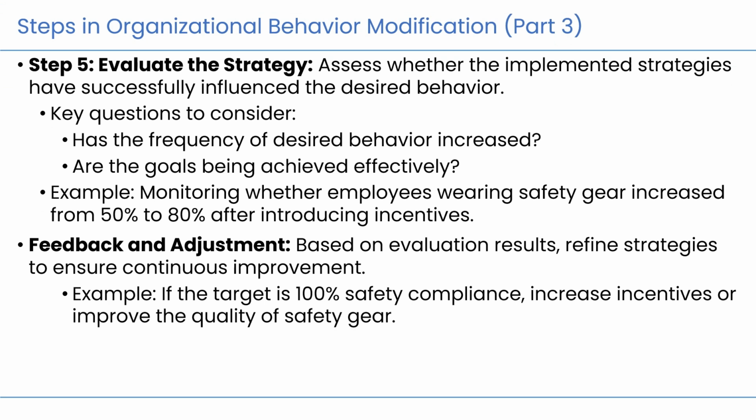Evaluation is a critical step in the OBM process as it determines the success of implemented strategies. Managers need to compare current behaviors with the baseline to assess improvement. For instance, if wearing safety gear increases from 50% to 80%, it indicates progress, but there may still be room for improvement. Feedback plays a vital role in this step. Managers can refine strategies, like enhancing incentives or addressing remaining barriers, to achieve complete compliance. Continuous monitoring ensures that the intervention remains effective and aligned with organizational goals.